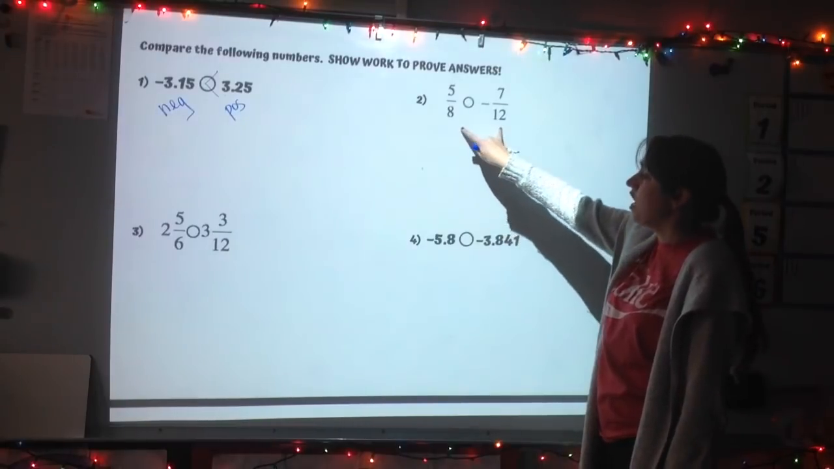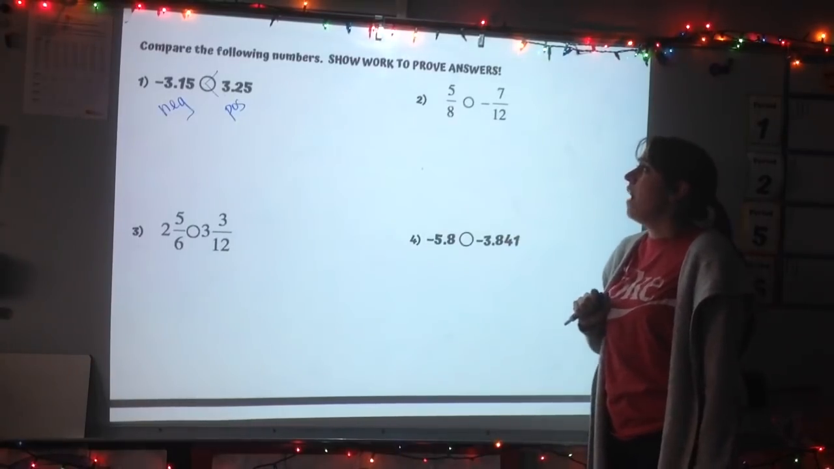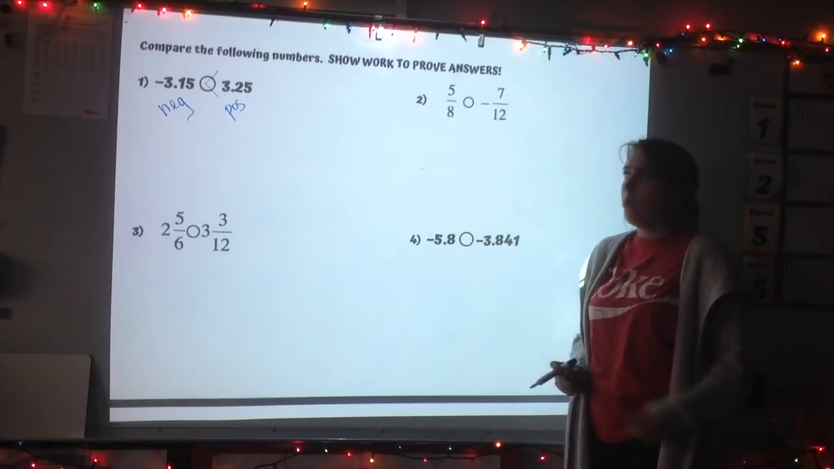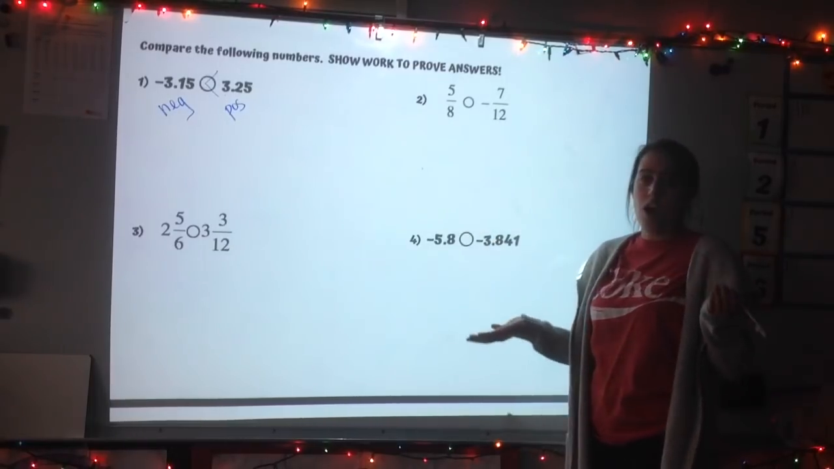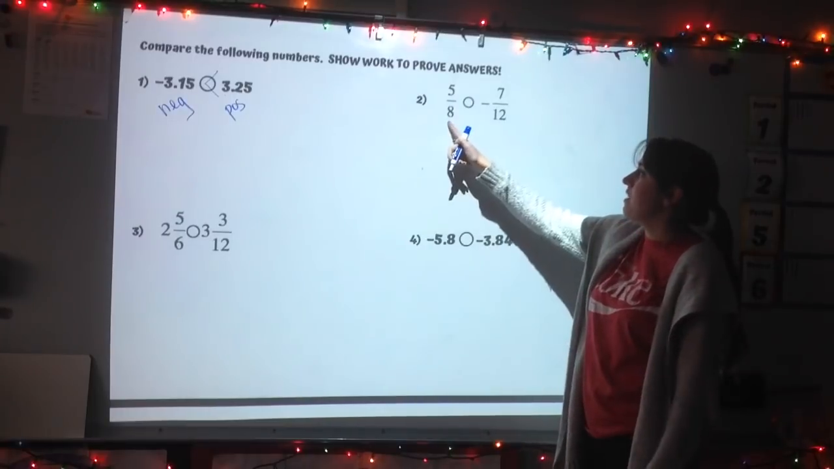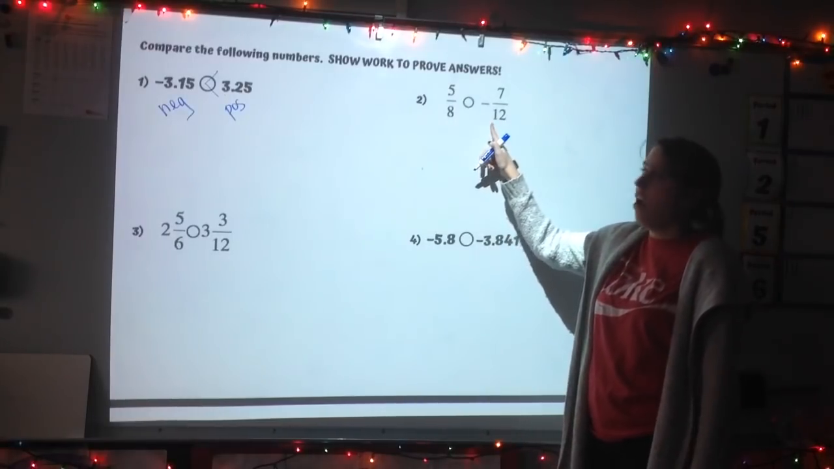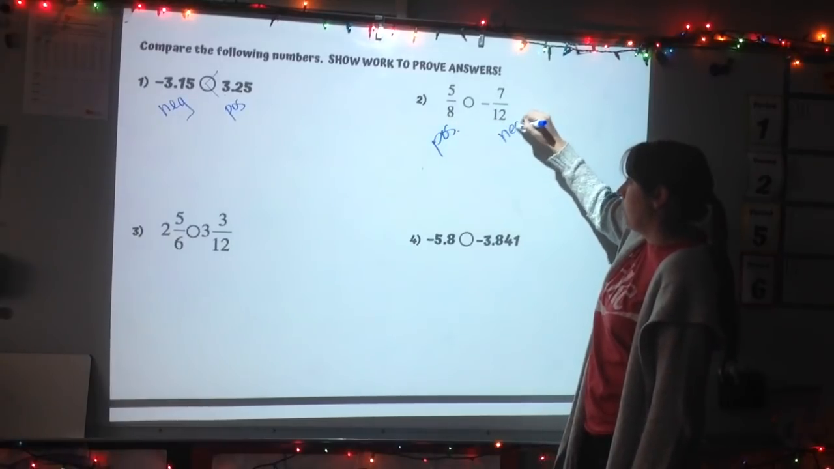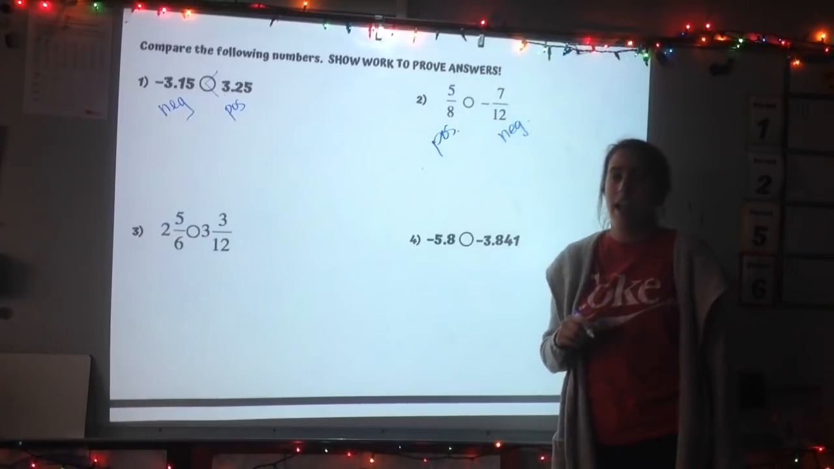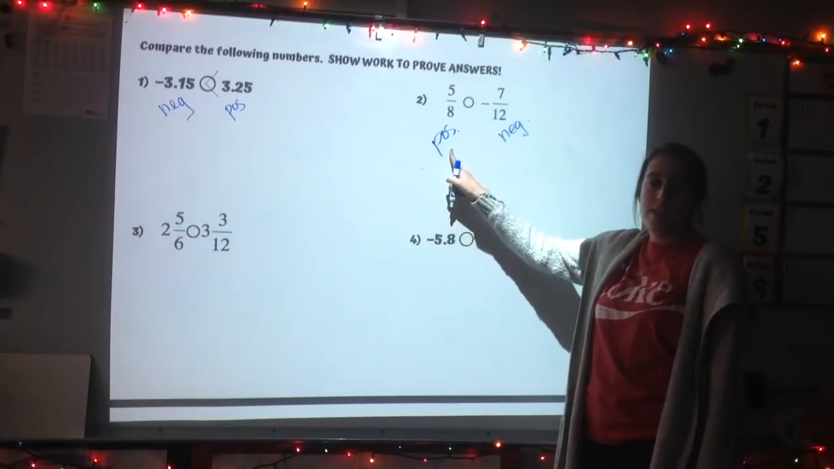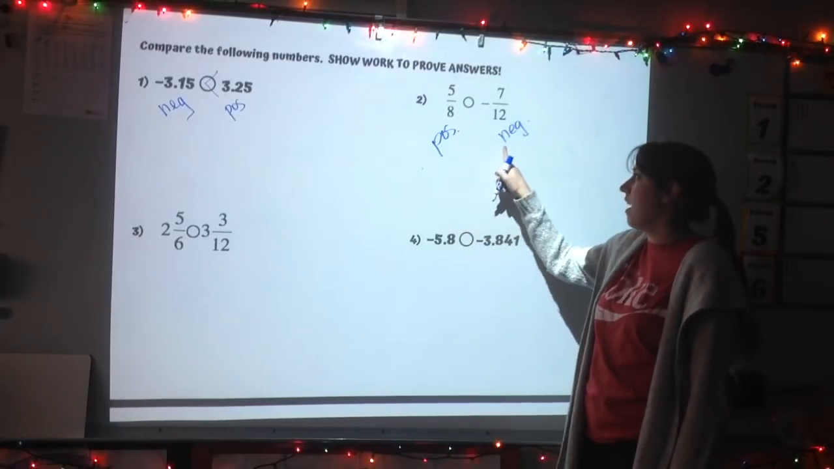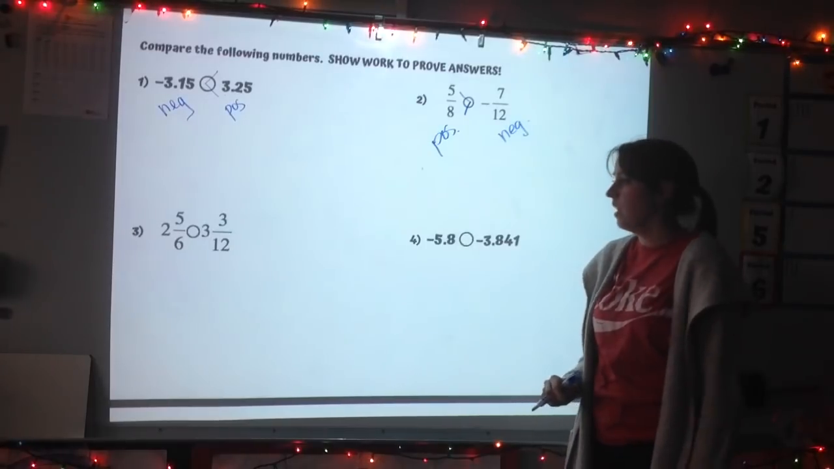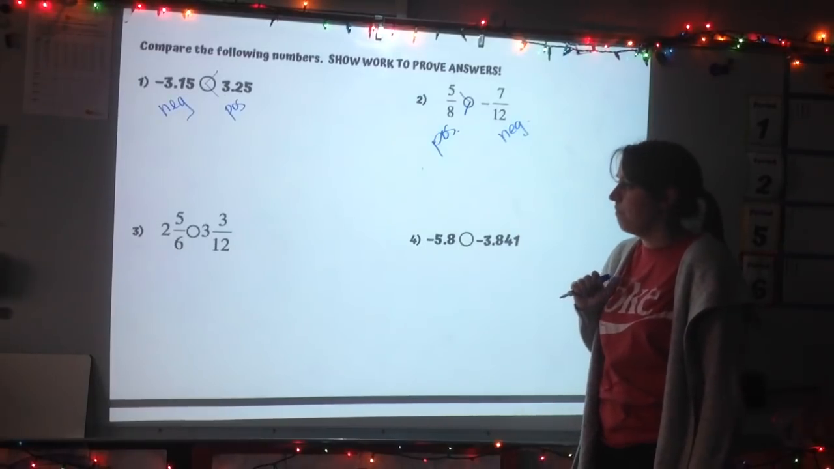Okay? Alright, looking at example 2, we have 5/8 and -7/12. So I could go and compute those, but what I'm going to ask myself first is, look at their signs. This one is a positive, this one is a negative. They are opposite signs. I'm going to identify that by writing that we have a positive and a negative. And then I know that positives are always going to be bigger than negatives. So 5/8 is greater than -7/12. Okay? And this is how you show your work for that.